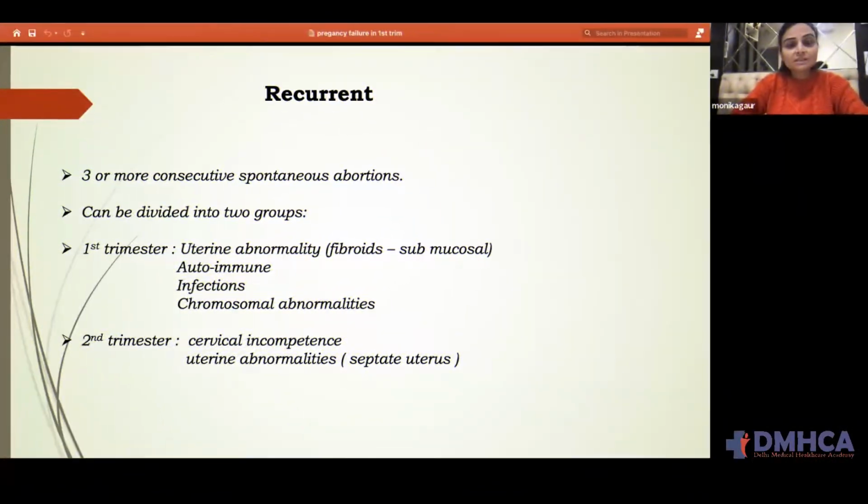3 or more consecutive spontaneous abortions are called recurrent abortion. They can be divided into 2 groups, first trimester and second trimester. Now, what can lead to the recurrent abortion in first trimester, very, very common, is uterine abnormalities, specifically fibroids which are there in the uterus, and the ones which are submucosal. Ectopic pregnancy.